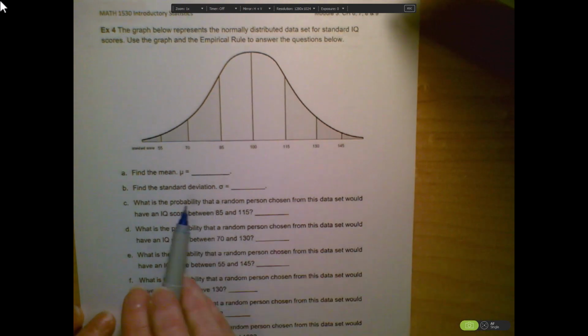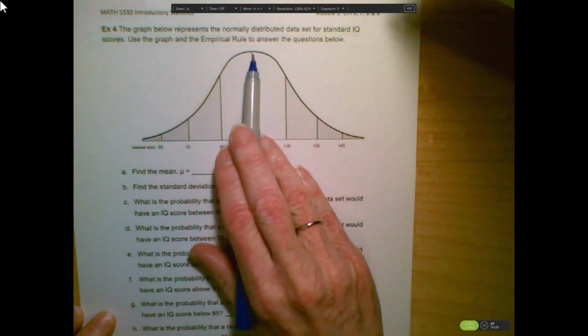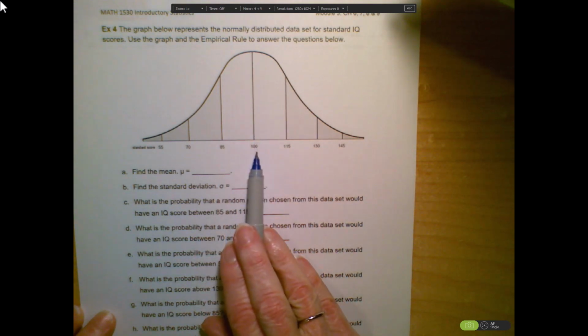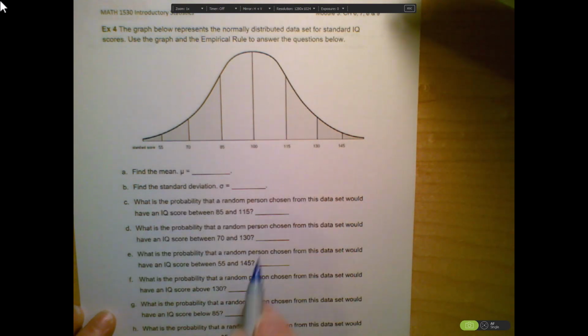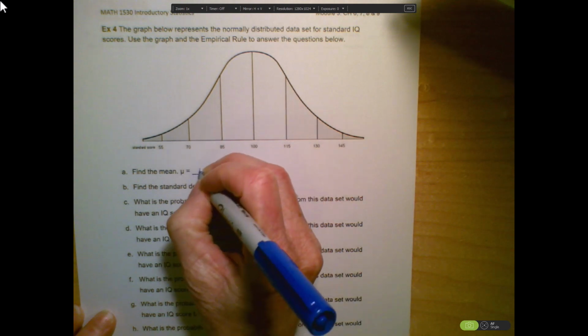Okay, first question says find the mean. Well, we know where the mean is. The mean, median, and mode are all at the peak on the normal distribution. So the mean IQ score is 100.